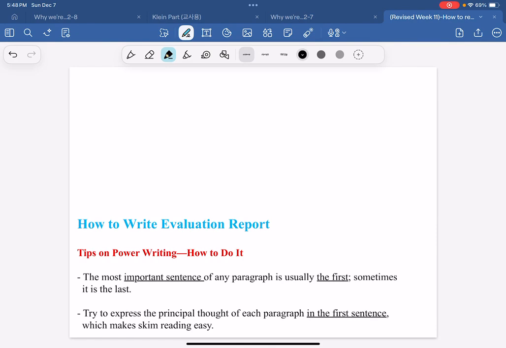Okay, these are the tips on the PowerPoint writing, and I don't know why the other part is not displayed in the slide, and there are some tips. Usually, the most important sentences should be written first, right? This is the basic principle. If we want to emphasize some things, provide them first, right?